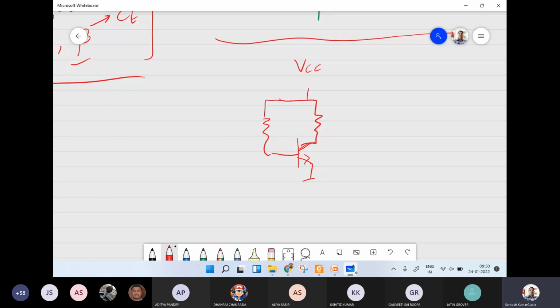So VCC, RC, RB. Suppose the beta factor is known to us. Beta factor of this is known to us because this is in the common emitter configuration.